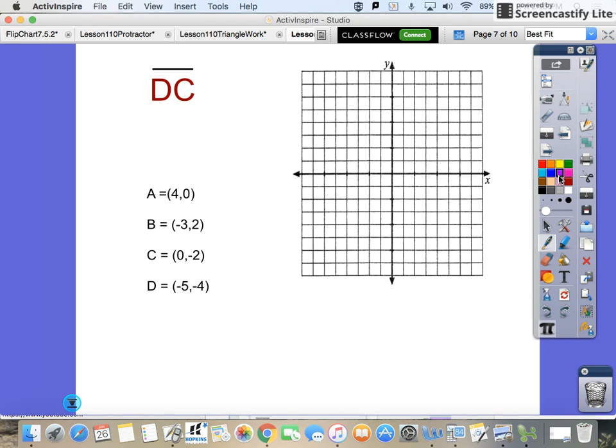And then the last one here, this is a segment. This is segment DC. So if we graph D, it's -5, 1, 2, 3, 4, 5, -4, 1, 2, 3, 4, D. C is 0, -2. Segment, you see how there's no arrows? There should be no arrows on this either. You just connect the two. That's it.